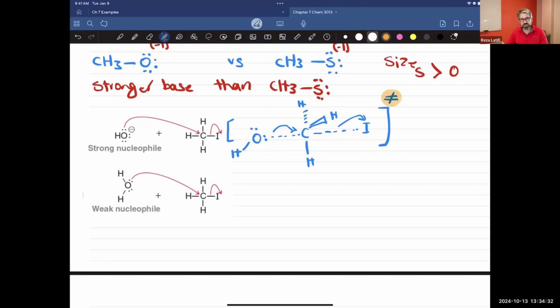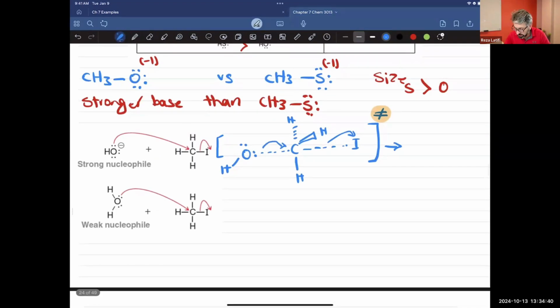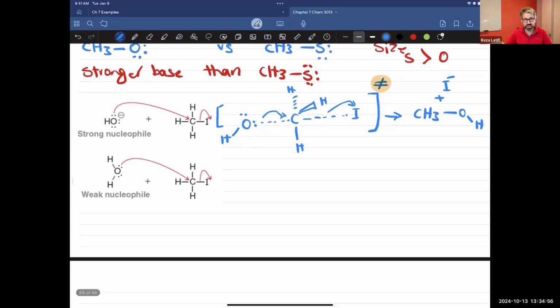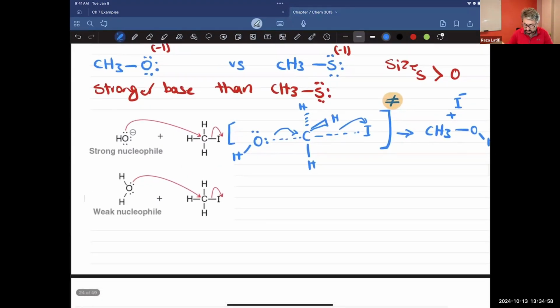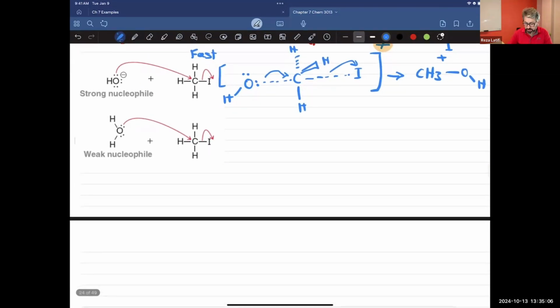The entire process is going to happen in one step, and at the end you will get the carbon with 3 hydrogens attached to oxygen, which is methanol, plus you get iodide as well. That's one of the products, so alcohol plus iodide. The first reaction is going to be fast because I have a strong nucleophile. And the second one will be a slow reaction.